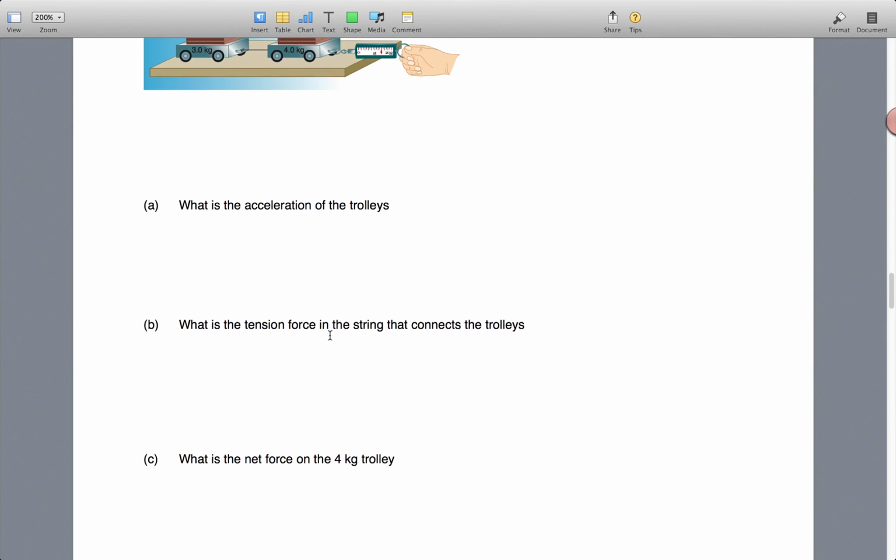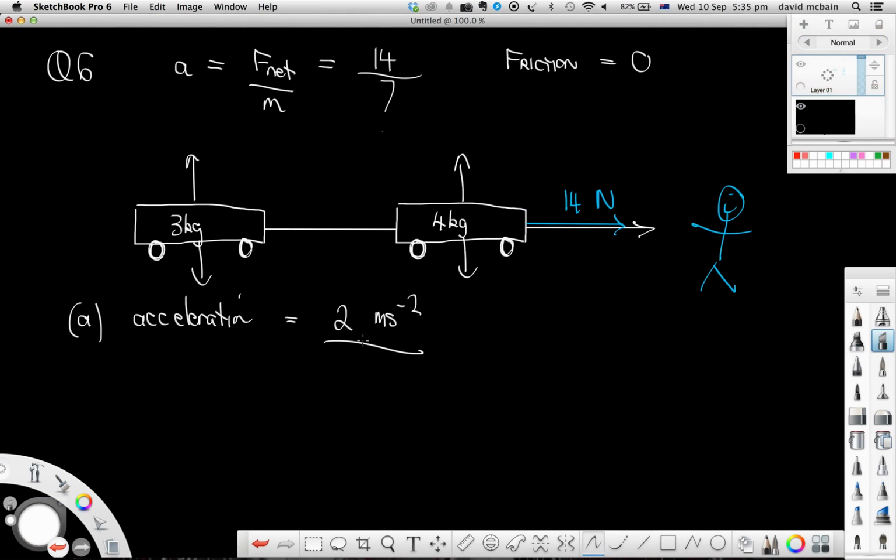Part B, what is the tension force in the string that connects the trolleys? Okay, well, that's an interesting question. That's probably something we haven't really gone into a lot of detail about. So let's have a close look at that now. The tension is the force in this string. Now, what's interesting about tension is that this is a really good example of Newton's third law. Now, let me show you why.